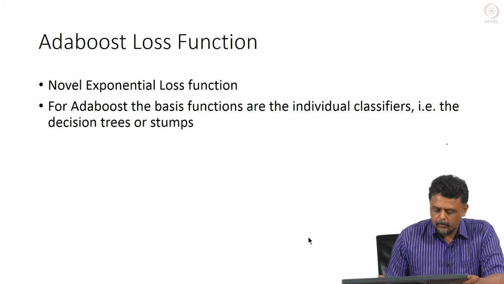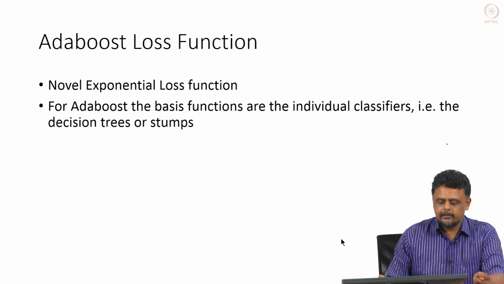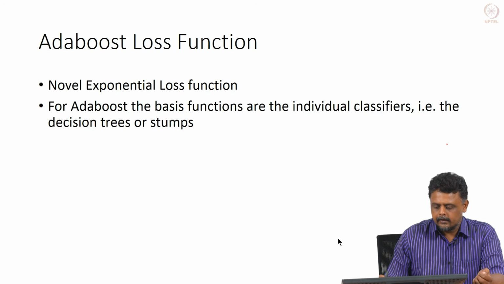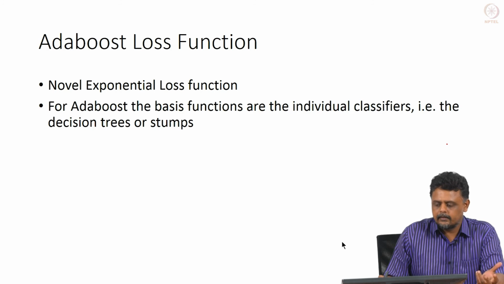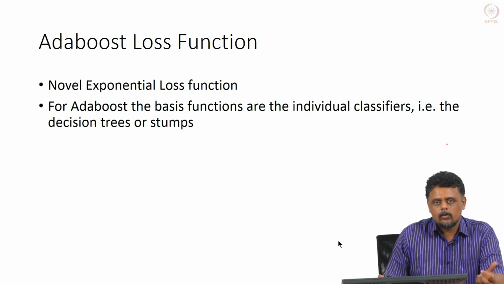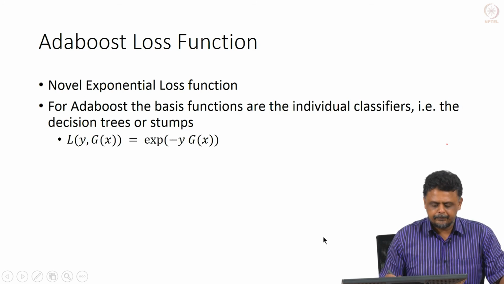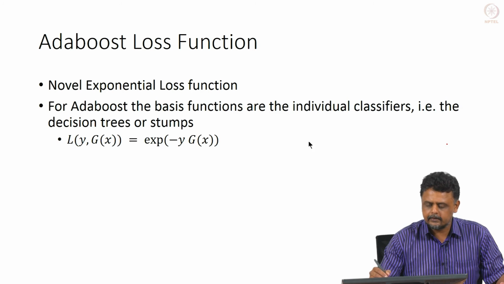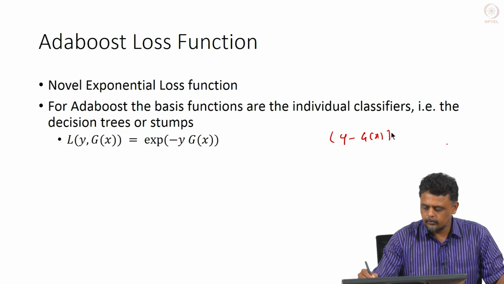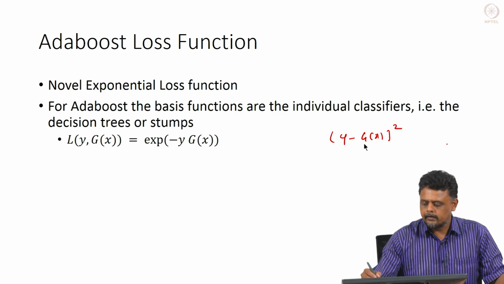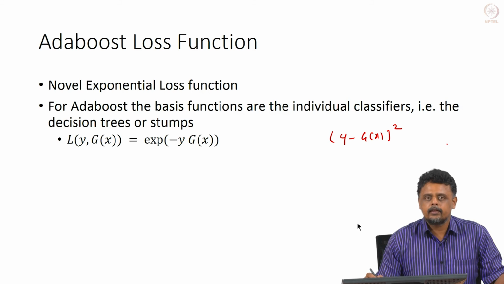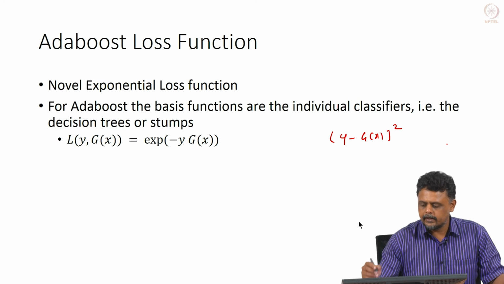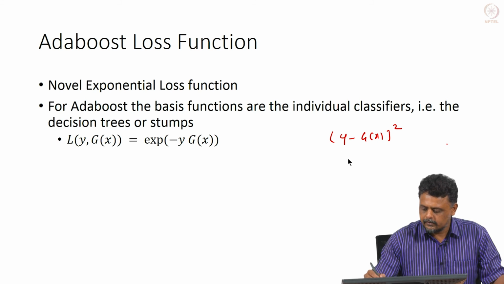So, the AdaBoost loss function is an exponential loss function, and the basis functions, as we had mentioned earlier, are nothing but the individual classifiers, the decision trees or the stumps. Recall that in the previous slide we looked at a least squares function, wherein we did y minus g of x squared, and this stage-wise additive modeling proceeds by trying to optimize, trying to estimate this.